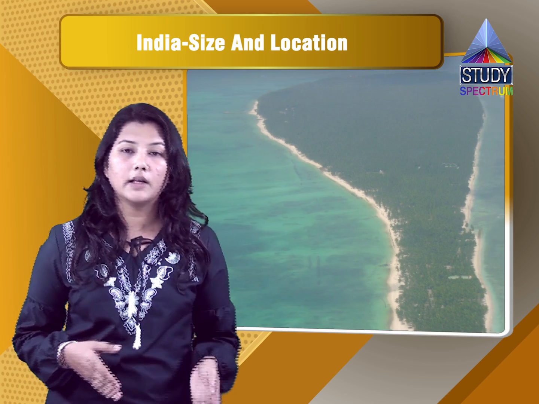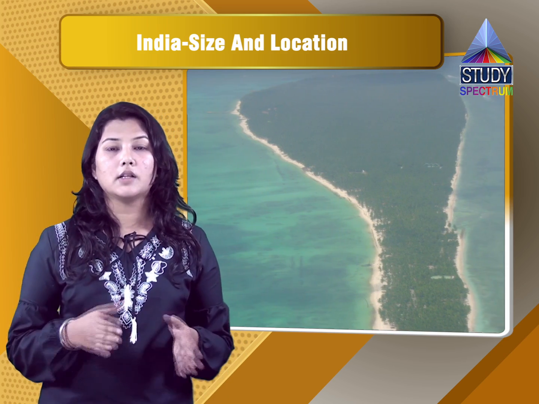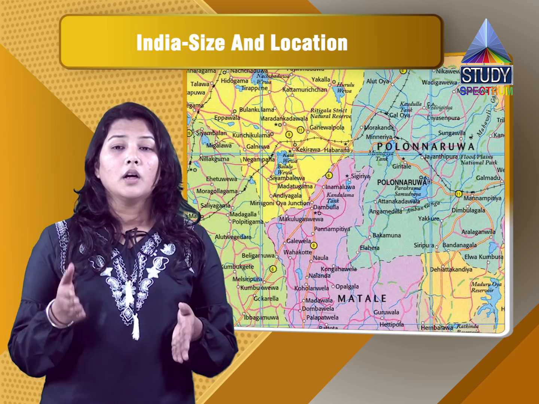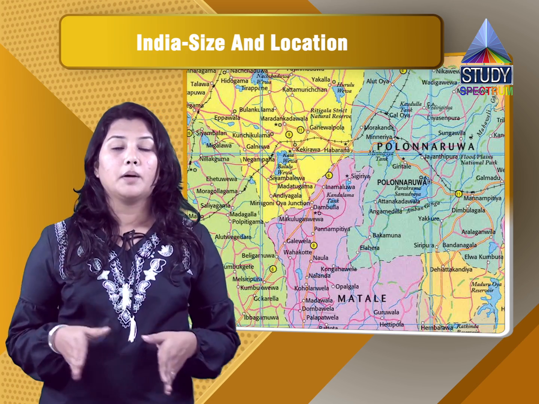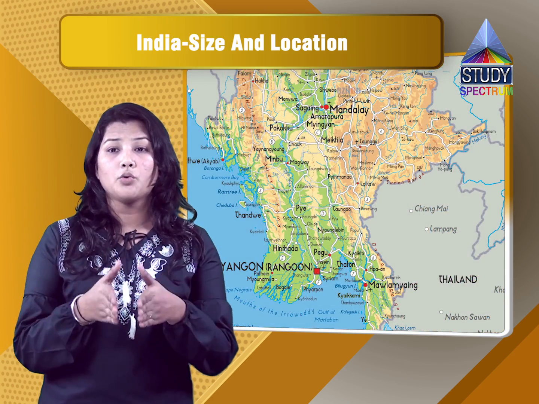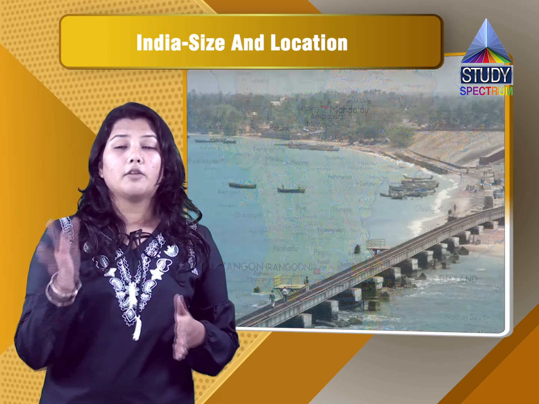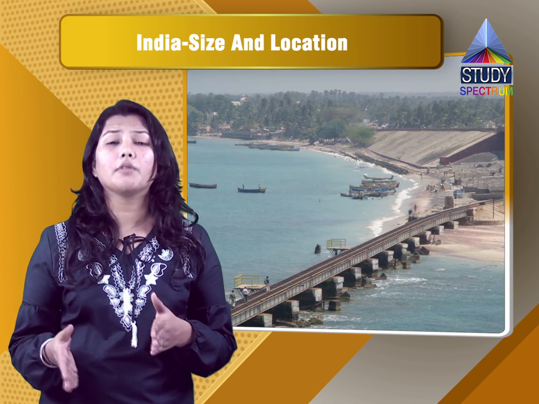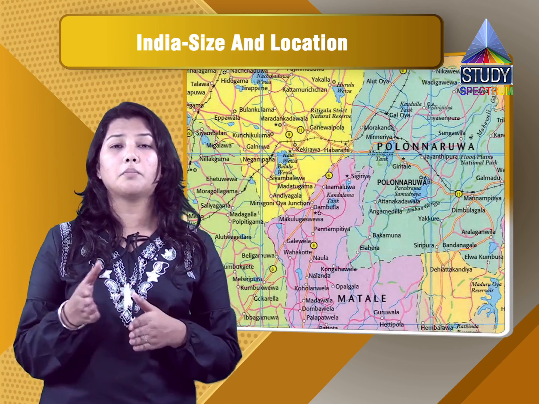Now, our southern neighbors across the sea are basically 2 island countries, that is Sri Lanka and the Maldives. Sri Lanka is separated from India by a narrow channel of sea, formed by the Palk Strait and the Gulf of Mannar. We have very good relations with Sri Lanka and Maldives.